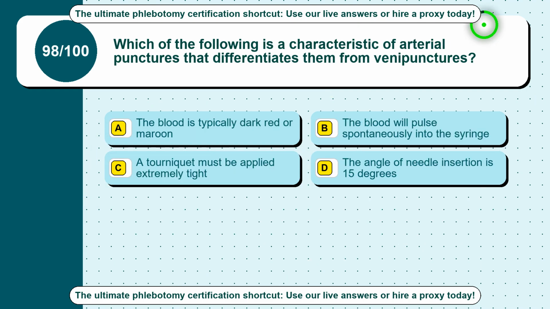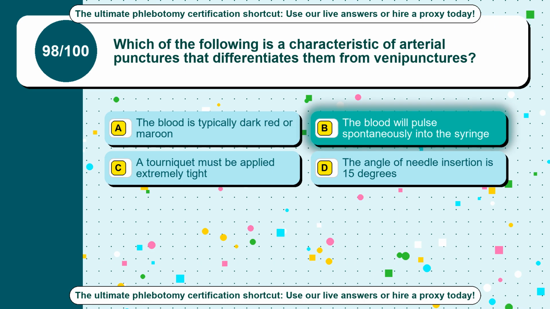Question 98. Which of the following is a characteristic of arterial punctures that differentiates them from venipunctures? Option A, the blood is typically dark red or maroon. Option B, the blood will pulse spontaneously into the syringe. Option C, a tourniquet must be applied extremely tight. Option D, the angle of needle insertion is 15 degrees. The correct answer is option B, the blood will pulse spontaneously into the syringe.